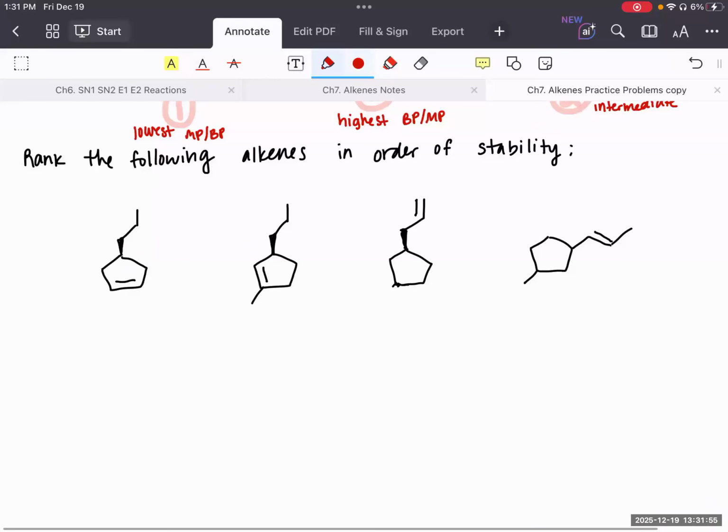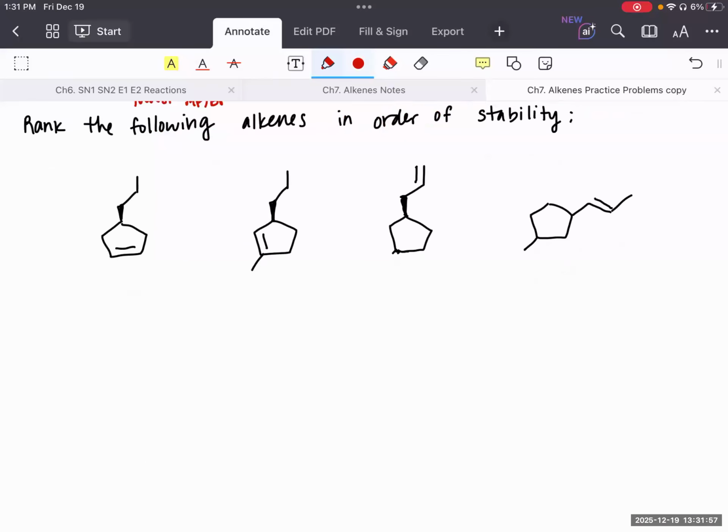All right, let's do this last question. So here we're ranking the alkenes in order of stability. And so for this, we care about the substituents that each alkene has, and then whether they're cis or trans. So let's go through and label each alkene. So this first one's going to have 2 substituents, and it's cis.